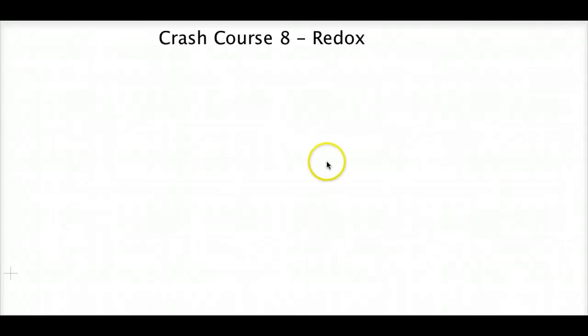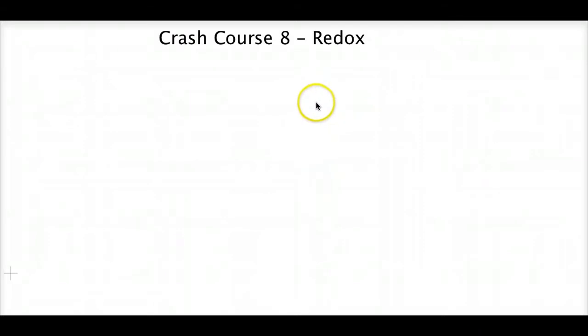This is the 8th installment of the Crash Course Regents Chemistry series, and this is going to be on the redox unit as pertains to the New York State Regents curriculum. So I'm going to go over all the things you have to know for the redox portion of the test, or the questions that pertain to redox, oxidation, reduction on the New York State Regents.